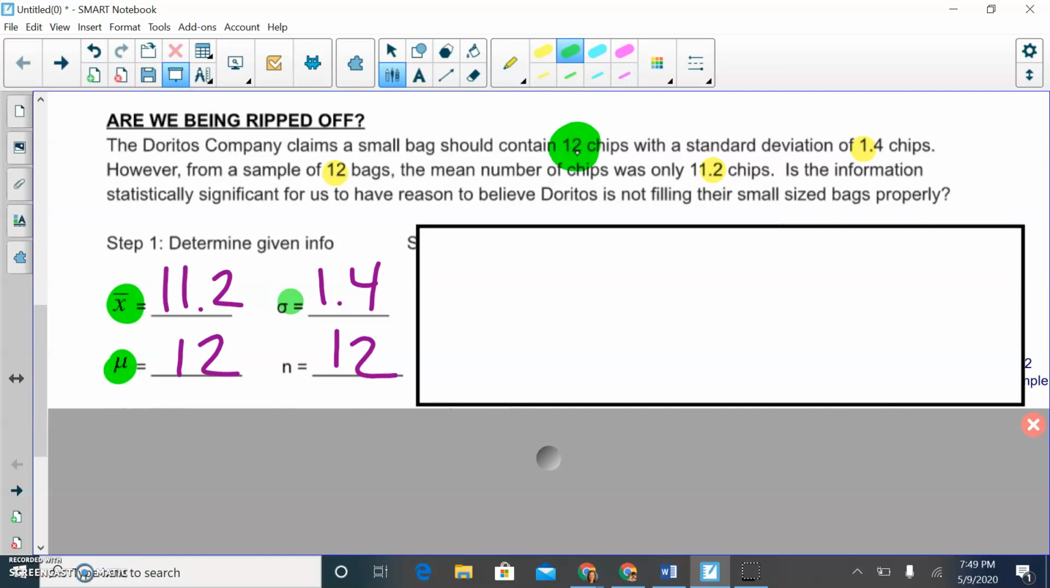There's two 12s in this problem. So that's how many chips you would assume that you're getting. And then n is your sample size. So here we're looking at a sample of 12 bags. That's your number of bags that you're looking at.